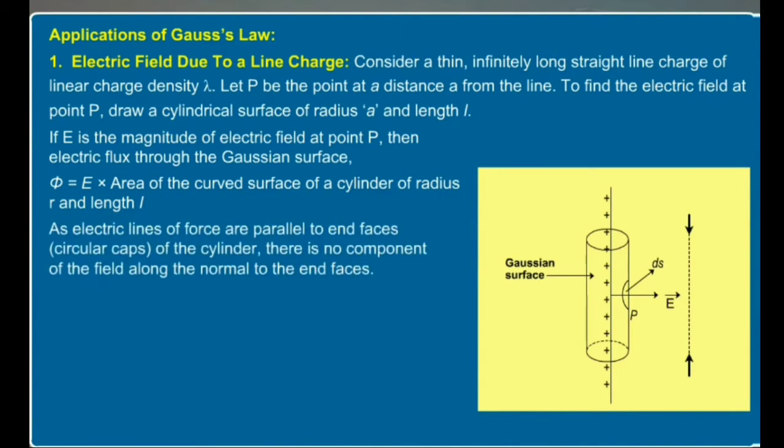As the electric lines of force are parallel to the surface and the circular caps of the cylinder, there is no component of the field along the normal to the end surfaces. Therefore phi is equal to E into 2 pi rL, where 2 pi rL is the area of the curved surface of the cylinder.